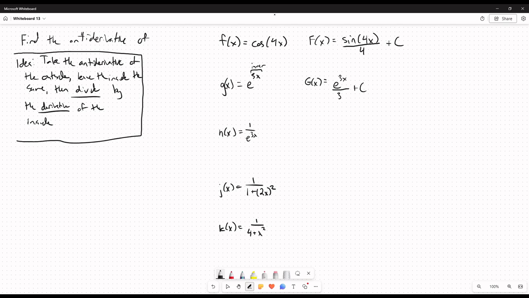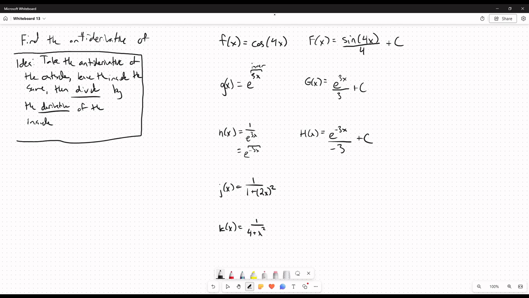This next one doesn't quite look like what we're used to, but if we notice, we can rewrite 1 over e to the 3x as e to the negative 3x. Once we do that, it's a simple matter of just applying the same rule. My outer function is once again e to the x. So I'm going to take the antiderivative of e to the x, which is still e to the x, leave the inside the same, and then divide by the derivative of the inside, which is negative 3. That will get that.